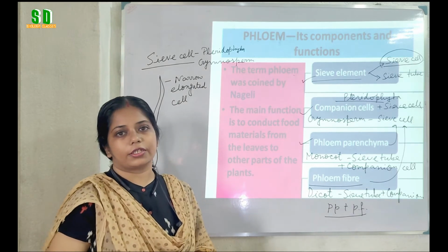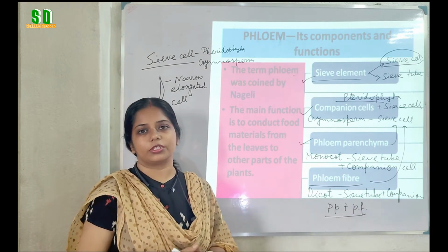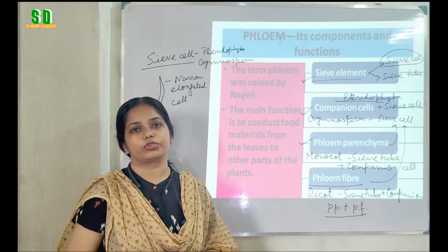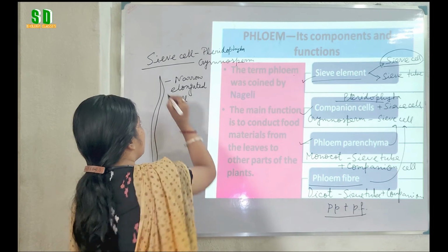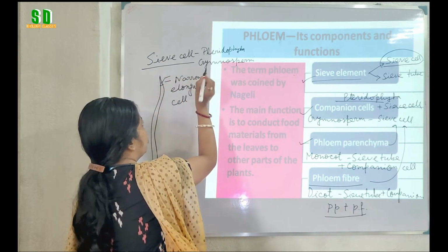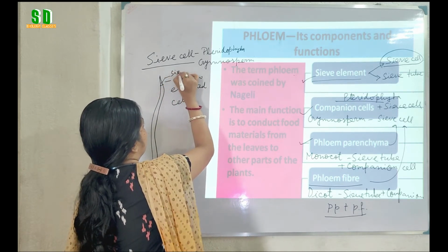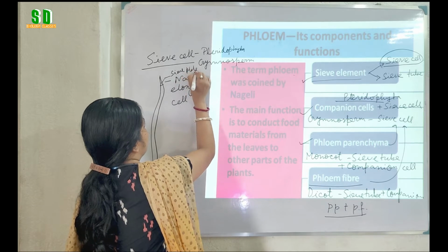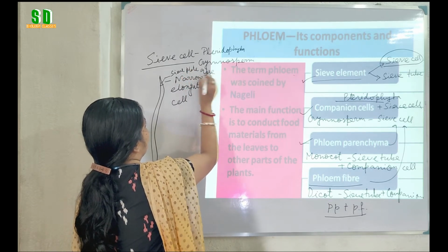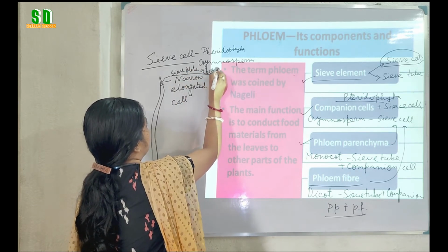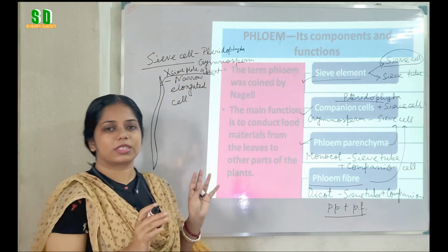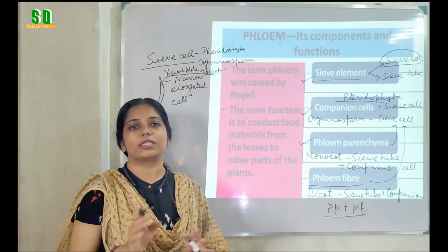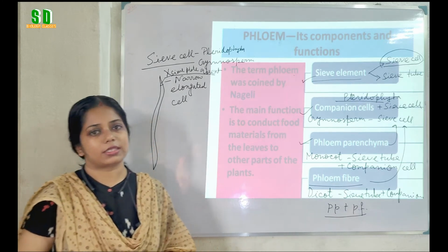They are narrow, elongated cells. They have prominent nuclei, and they also have a little amount of cytoplasm. And in the end wall, there is no sieve plate. So the sieve plate is absent. Remember, the sieve plate is absent in the case of the sieve cell.